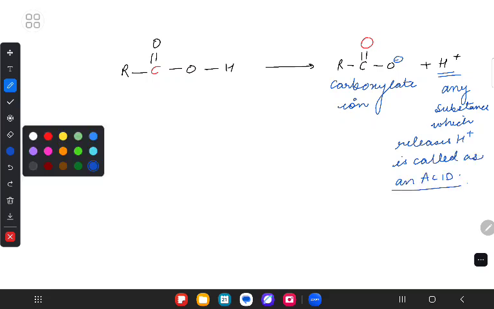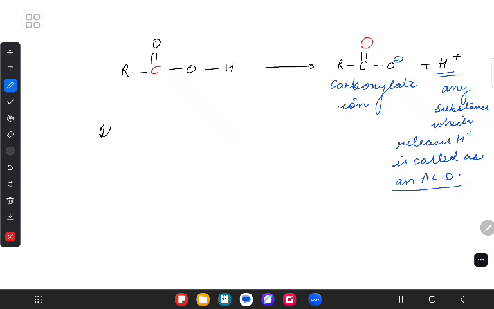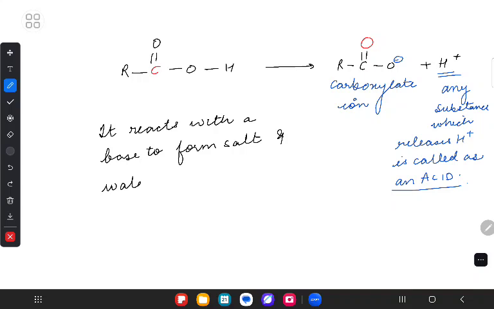And any acid reacts with a base to form salt and water. So one specific reaction that we have here, just understand. If I say CH3COOH, and I make it react with NaOH. Now understand why NaOH specifically.